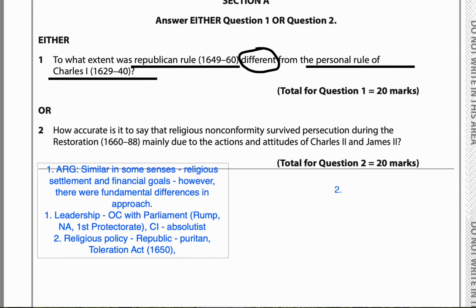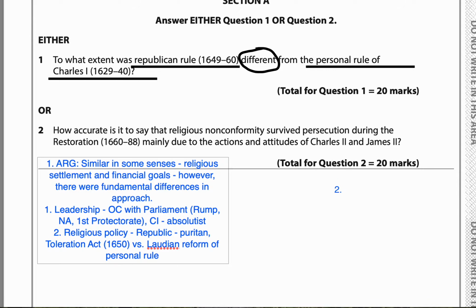And then you compare this to, so I'll put versus, Laudian reform of personal rule, so from 33 to 40. You could talk about the things that Laud did, changing churches, etc. You could even talk about the prayer book in Scotland and this idea of standardizing worship. So actually, the similarity here is both of these time periods wanted a new religious settlement, but the personal rule wanted to standardize worship, whereas the Republic didn't.